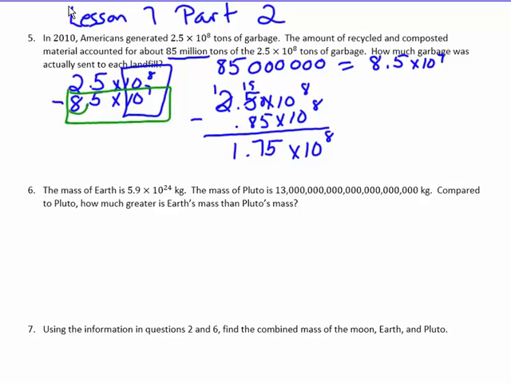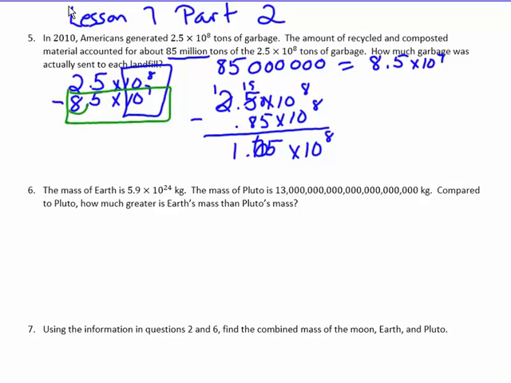Always want to check to make sure, is this still correct scientific notation? And it is. So it's 1, I apparently subtracted wrong. Let's make that a 6. Sorry. 1.65 times 10 to the 8th. Okay, so in order to add or subtract, you have to have the same power of 10.